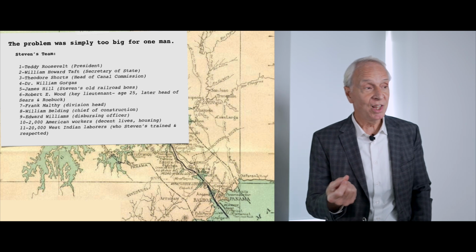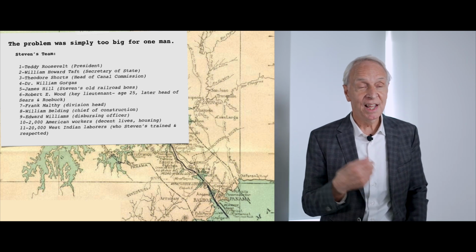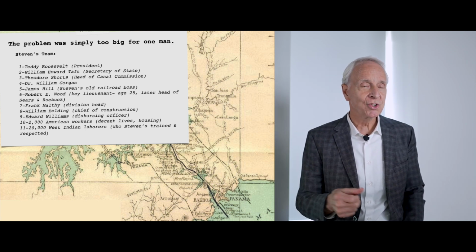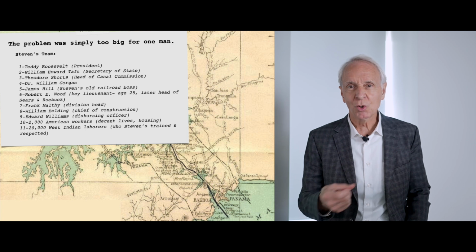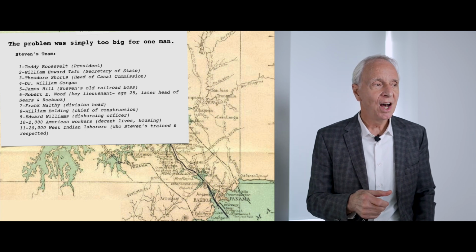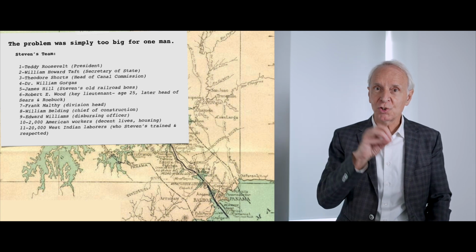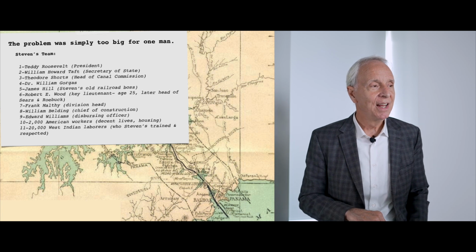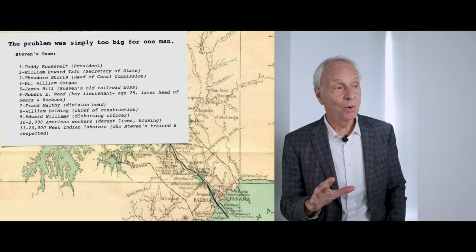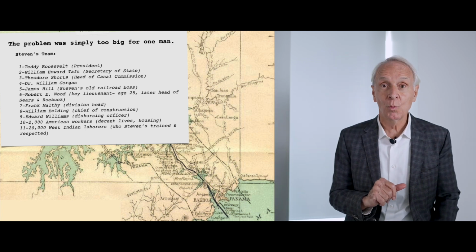Then there were some specialized people, somebody to be the chief of construction, somebody to be the financial disbursement officer. All of these people were brought in to do special tasks. And then very much a part of the team were the 2,000 American workers.